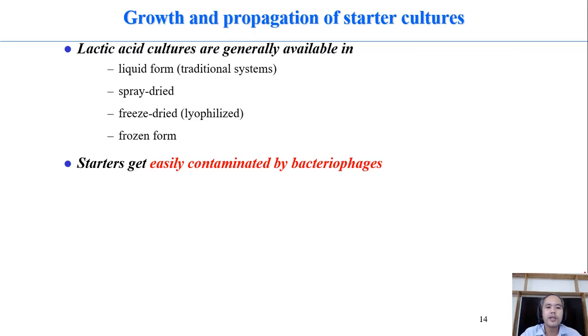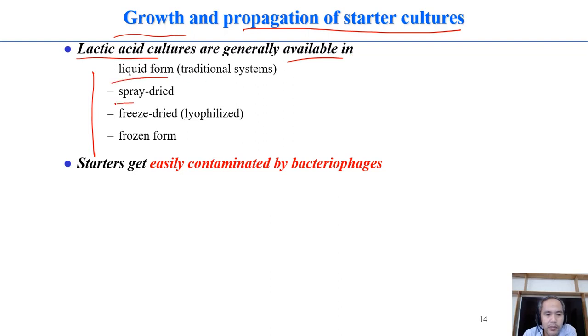Now we go to the next part, growth and propagation of starter cultures. We grow them to have enough numbers for fermentation. And these are the forms of starter culture that we can obtain from the market. They can be liquid form, spray-dried, freeze-dried, or concentrated and frozen form. And each form contains a certain concentration of bacteria.